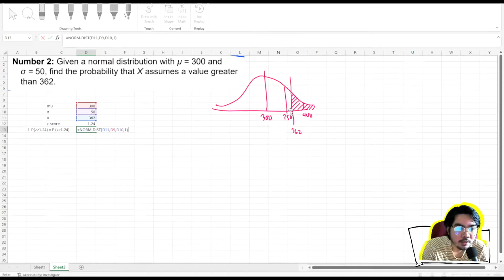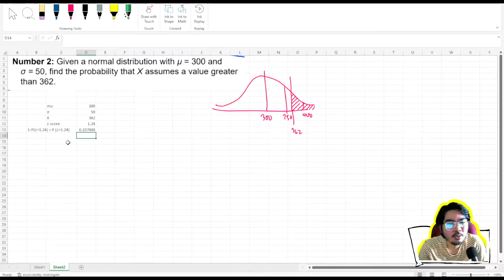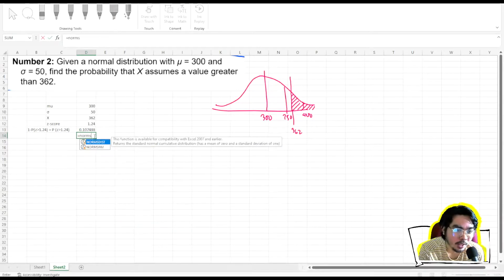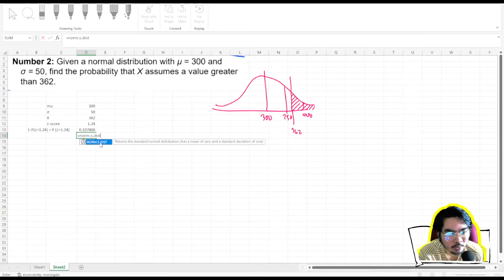Norm.dist. So we get 89%. If you want the area to the right of 362, then we do 1 minus norm.dist. So that's 10.7%. Okay, so another way of doing it is to use the z transform. If you do z transform, then you can actually use norm.s.dist. The s here signifies that you are using a standard normal distribution. A standard normal distribution again has a mean equal to 0 and standard deviation equal to 1.